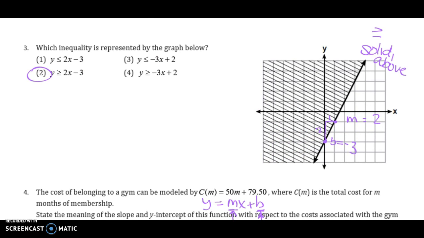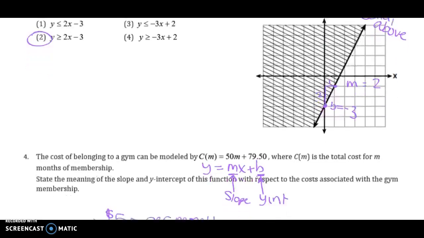Okay, and then taking a look for number 3, which inequality is represented by the graph. We kind of want to reverse our process that we would use to graph it. So I start by looking at the line and determine what I know about it. Is it solid or dashed? And then how is it shaded? Is it above or below? So solid and below told me I needed to have greater than or equal to. Then I have to look at the y-intercept and the slope and match it up to the proper equations, and that matched up to choice 2.